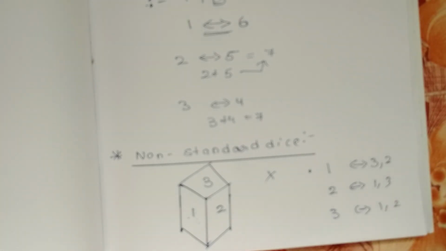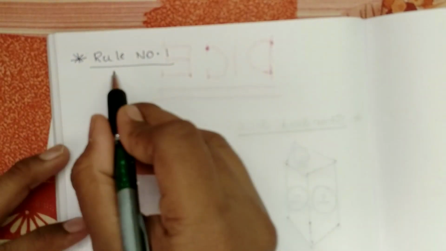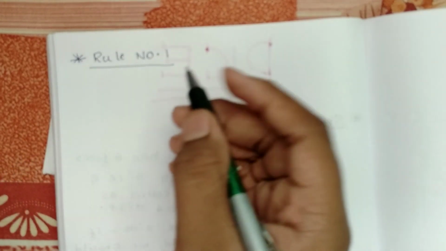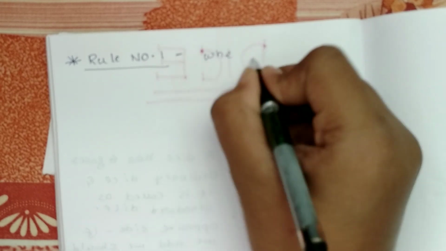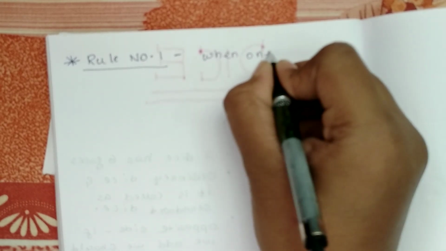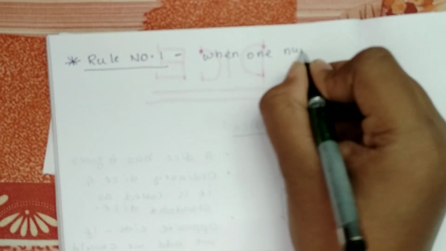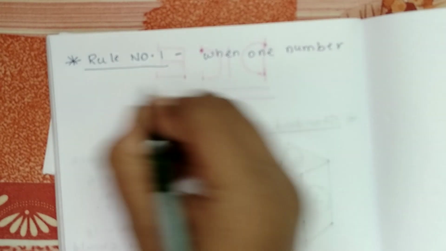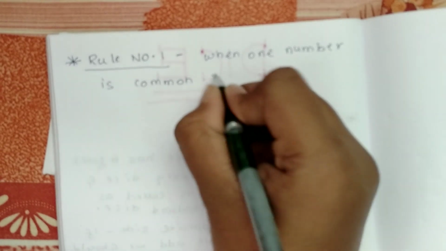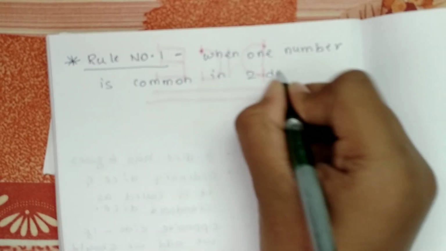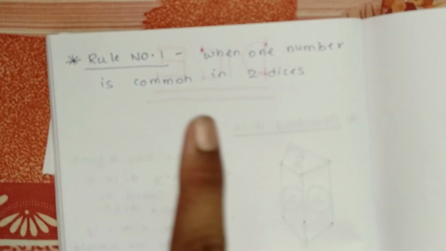Now I'll go with the rules. There are totally 2 rules here. So guys, now I'm going to teach rule number 1. Rule number 1 says that when one number is common in two dice, they'll give 2 dice, and in that, one number will be common. That I'm going to show.